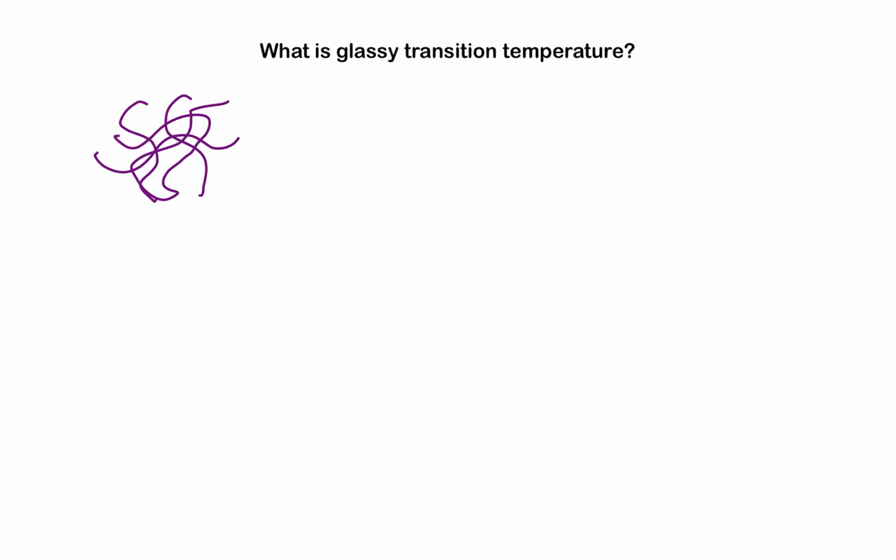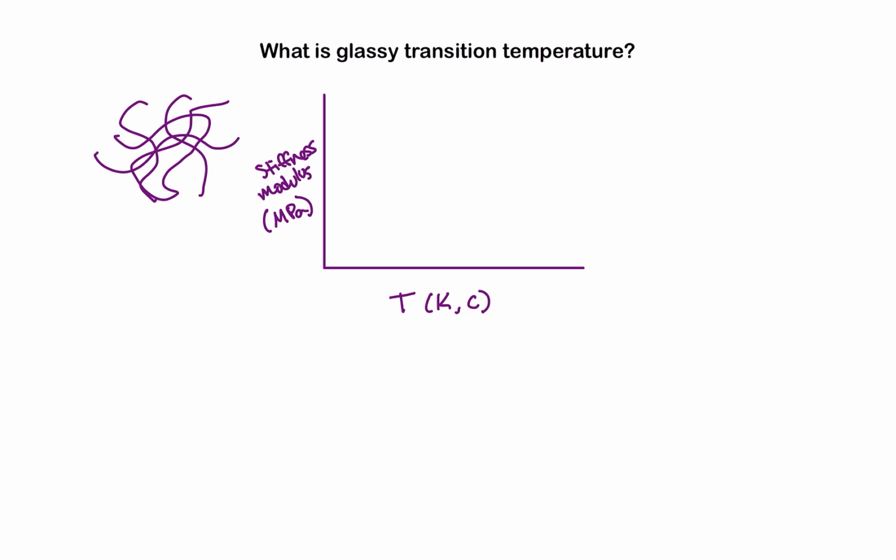So what is the glassy transition temperature? The glassy transition temperature is the point at which a hard, solid polymer, or think plastic and rubber, becomes rubbery. And this influences the elasticity, the strength, and the tensile strength of this material. So if we look at a graph of the temperature, this can be in Kelvin or Celsius, and the stiffness, or modulus, in some unit of pascals.